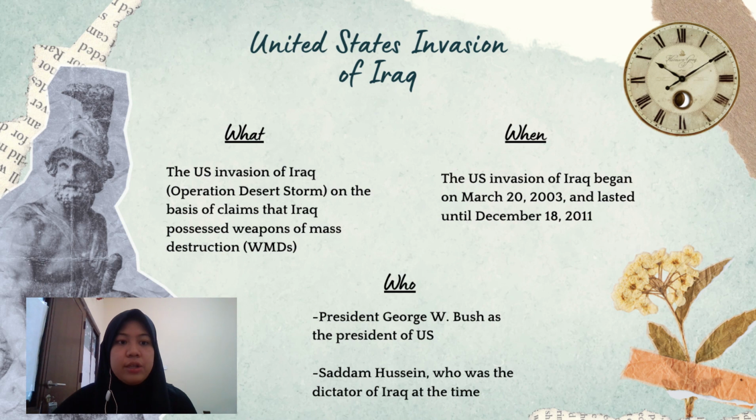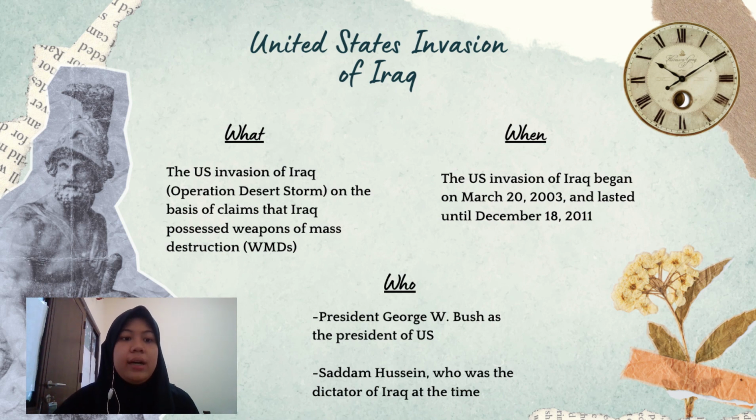When was this war? The U.S. invasion of Iraq began on March 20, 2003, and lasted until December 8, 2011, with the withdrawal of the U.S. combat troops. Where did this war happen? The war happened between the United States and Iraq, so it primarily took place in Iraq, which is located in the Middle East.